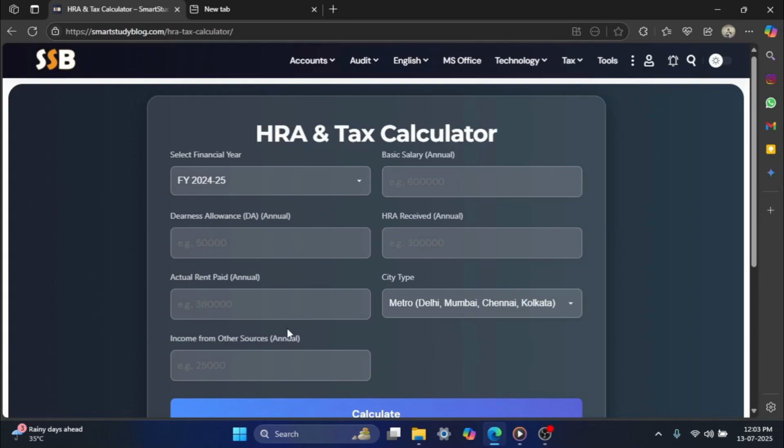Okay, let's unpack this. You know how navigating tax rules can feel like a real maze sometimes, especially with things like House Rent Allowance, HRA. Absolutely. It trips a lot of people up. Right. So what if there was a clear path? A way to really understand your HRA benefits and see your tax options, like old versus new regime side by side. That would certainly make things easier.